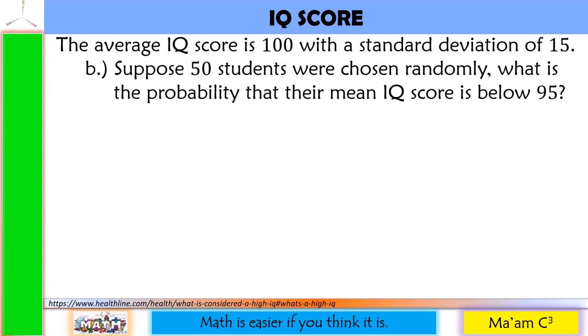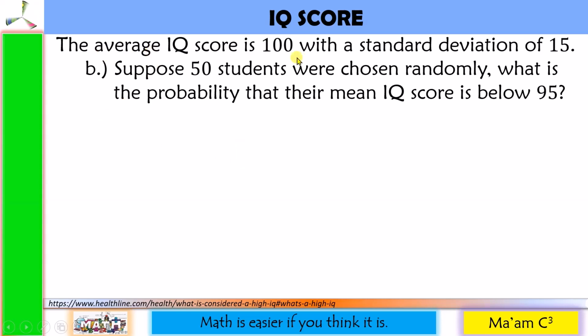Letter B, suppose 50 students were chosen randomly. What is the probability that their mean IQ score is below 95? The difference of this problem from letter A, here we already have a sample. And this 95 here is the mean of our sample. So this time, instead of individual raw score, we are given sample mean.